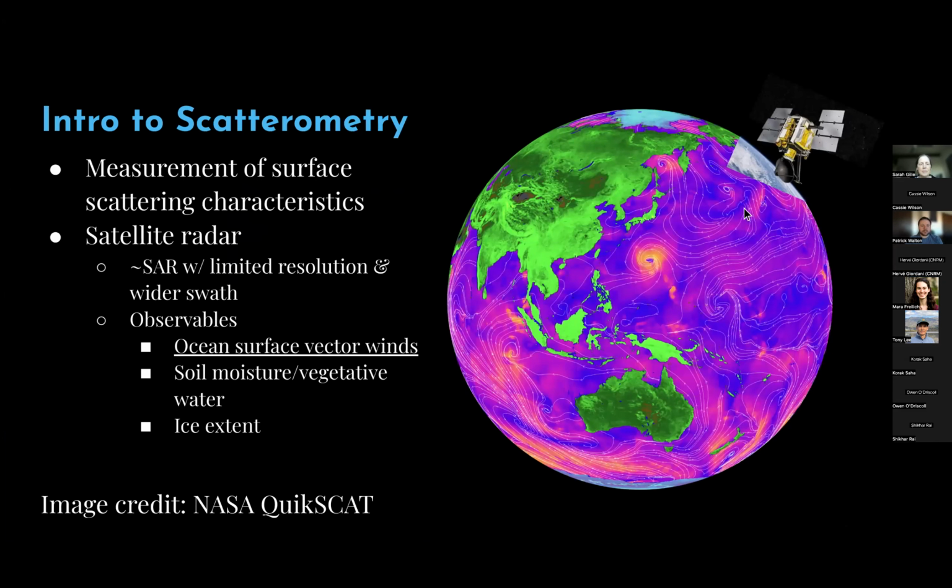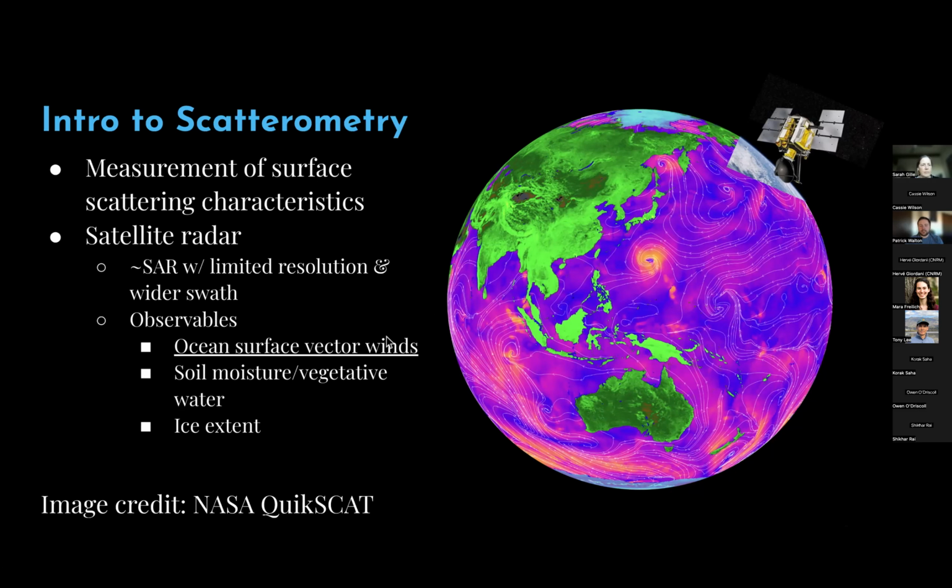Most generally, scatterometry is measurement of surface scattering characteristics. In the realm of Earth observation, that's historically been done through satellite radar, which the scatterometer satellite radars are similar to synthetic aperture radars, SARs, but with more limited resolution and wider swaths. You're taking your power and spreading it across a wider swath. And the observables that you get from that include ocean surface vector winds, which will be our main focus today, but also soil moisture, vegetative water, and ice extent are some of the main ones.